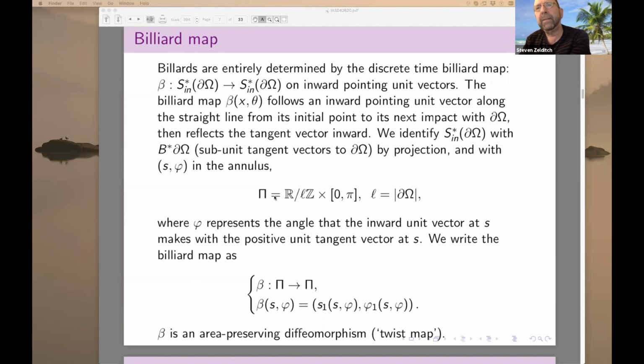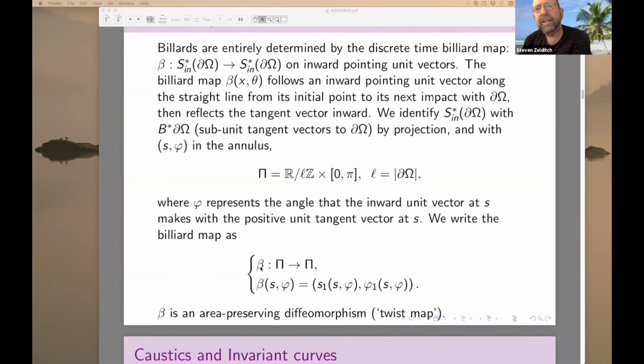Sometimes people use this notation, capital pi, for the boundary as a circle topologically. Then you have this interval over here, which represents the unit vectors at every point through their angles. We use this notation L for the perimeter of the domain throughout the talk.